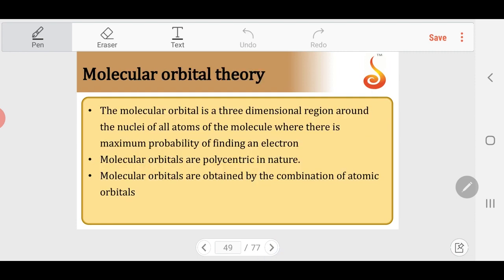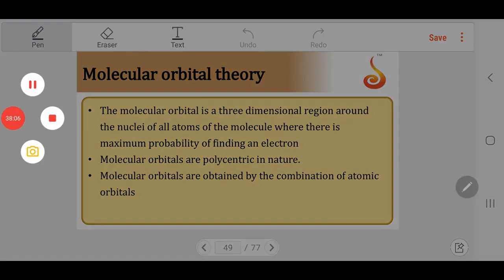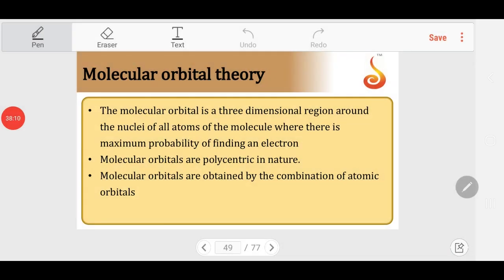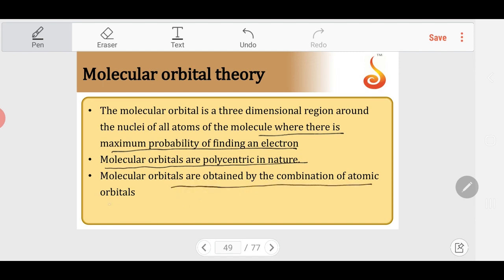Moving to molecular orbital theory. A molecular orbital is a 3-dimensional region around the nuclei of all the atoms of a molecule where there is maximum probability of finding an electron. These molecular orbitals are controlled by the nuclei of all the atoms, so they are polycentric in nature. And how are these molecular orbitals formed? They are formed by the combination of atomic orbitals.